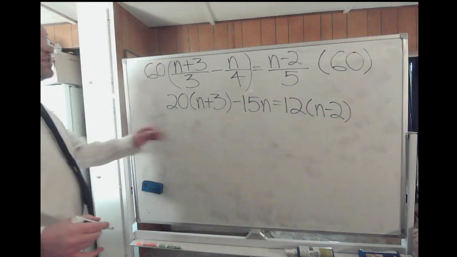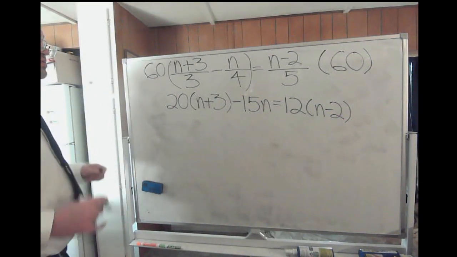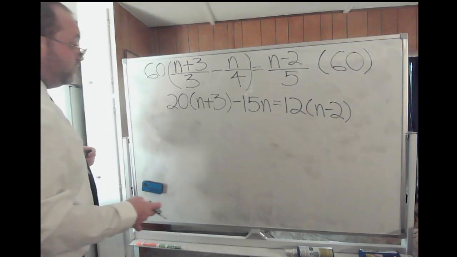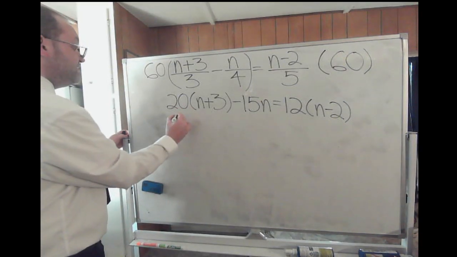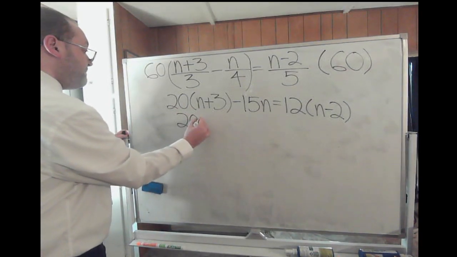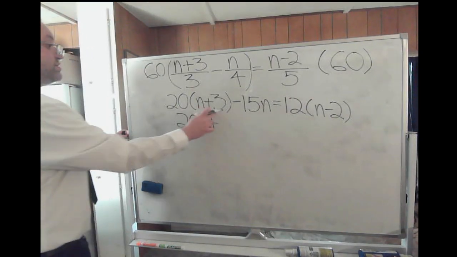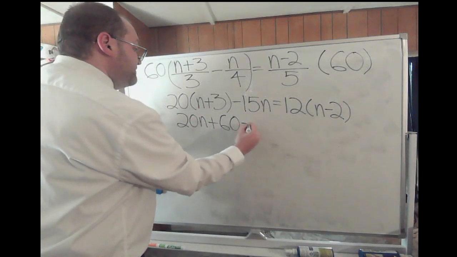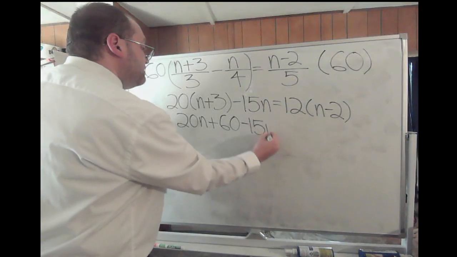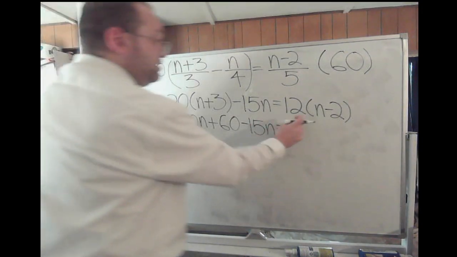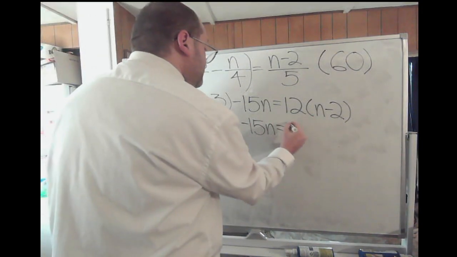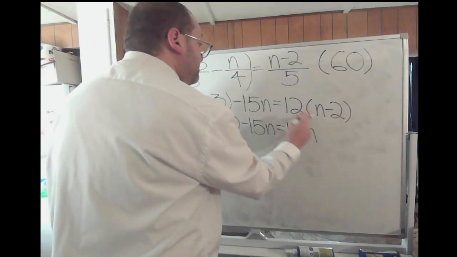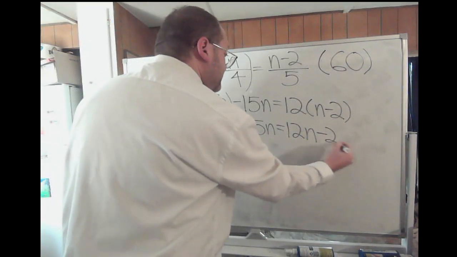So all of a sudden, there are no fractions now. We just got a bunch of distributive work to do. So 20 times n is 20n, plus 20 times 3, that is 60, minus 15n is going to equal 12 times n. Well, that's going to be 12n. Minus 12 times 2, that'd be minus 24.